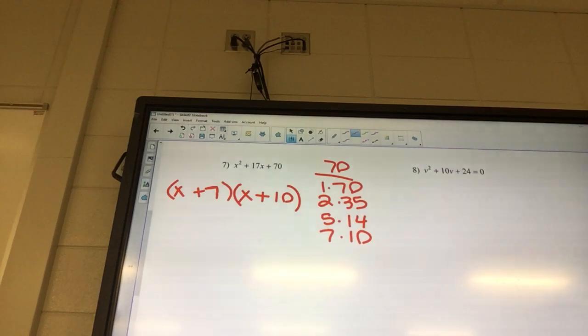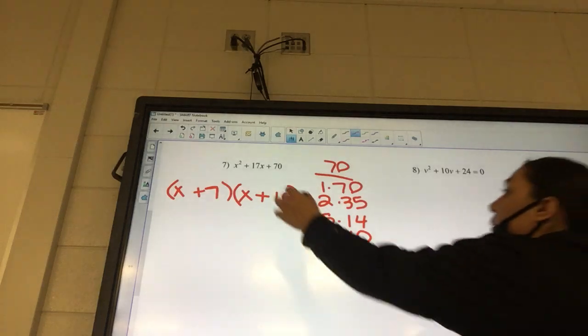Do we need to keep going or stop? Stop, because there's no equals 0, so we stop. This is going to be our answer.